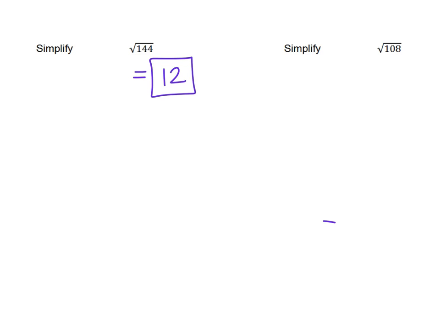So what you want to do is think about all of your perfect square numbers and see if any of those fit into 108. So for example, perfect square numbers, I'm just going to list them again. 1, 4, 9, 16, 25, 36, 49, and the list goes on. We can continue this if we need bigger numbers. So what we're looking for is the biggest perfect square number that fits into 108.